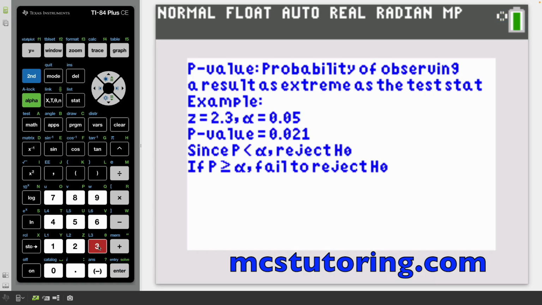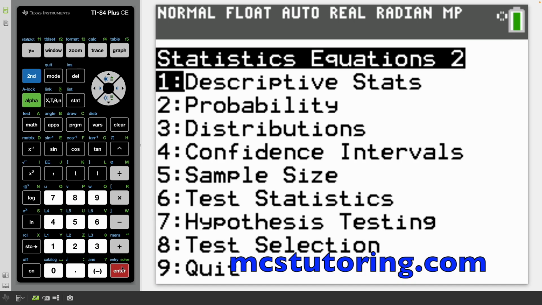Okay, and then the p-value method, the probability of observing a result as extreme as the test statistic. So let's say z is 2.3, alpha is 0.05, and the p-value is 0.021. Since p is less than alpha, you reject the null hypothesis. If p is greater than or equal to alpha, you fail to reject the null hypothesis. Those are the two conclusions you can reach. Basically, you reject the null hypothesis or fail to reject the null hypothesis. Pretty key there.